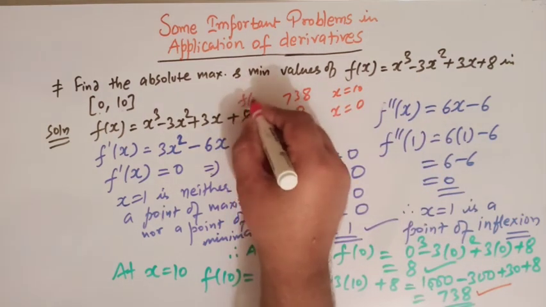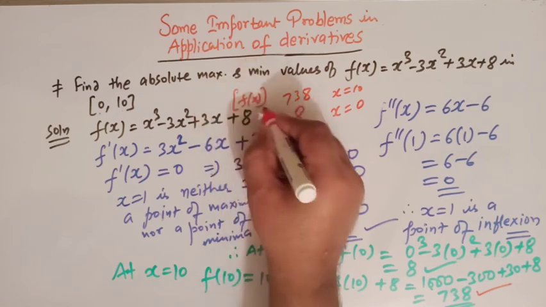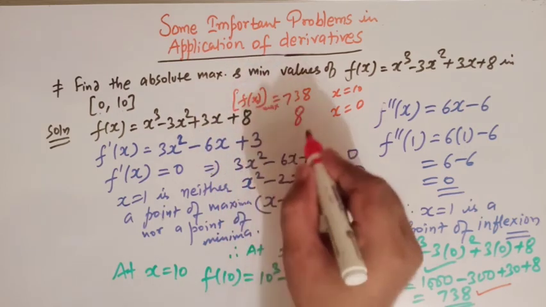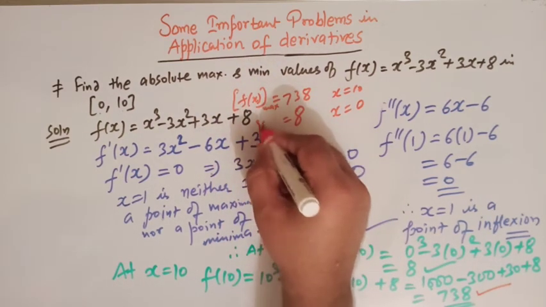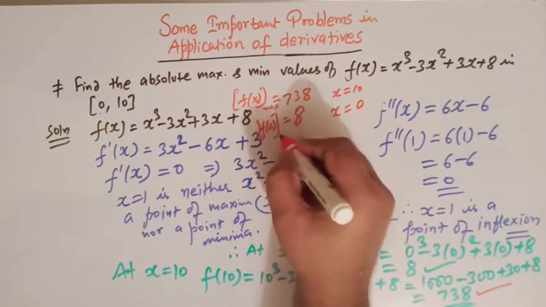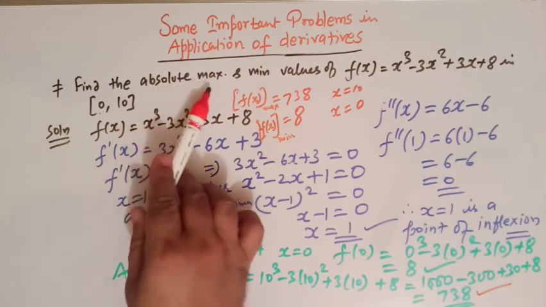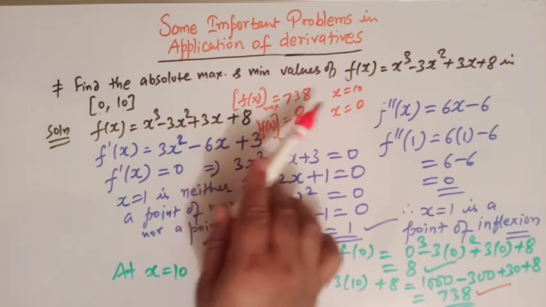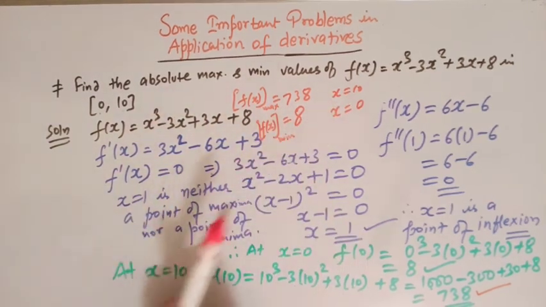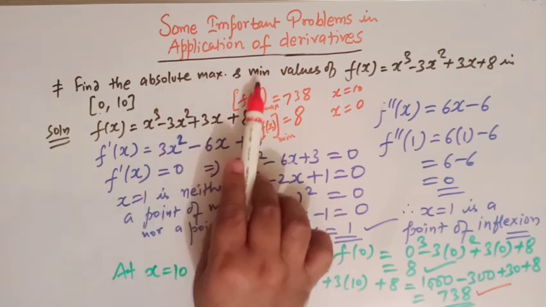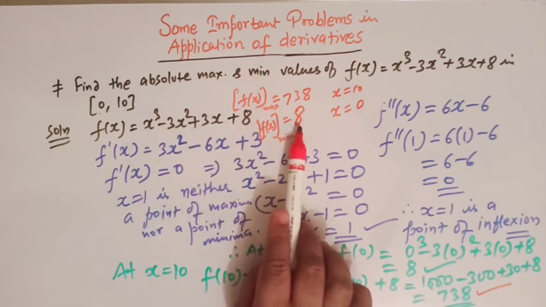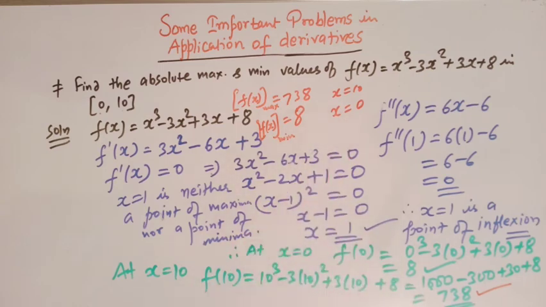So this is the minimum value, and this is the maximum value. Hence the absolute maximum is 738, which occurs at x equal to 10, and the absolute minimum is 8, which occurs at x equal to 0.